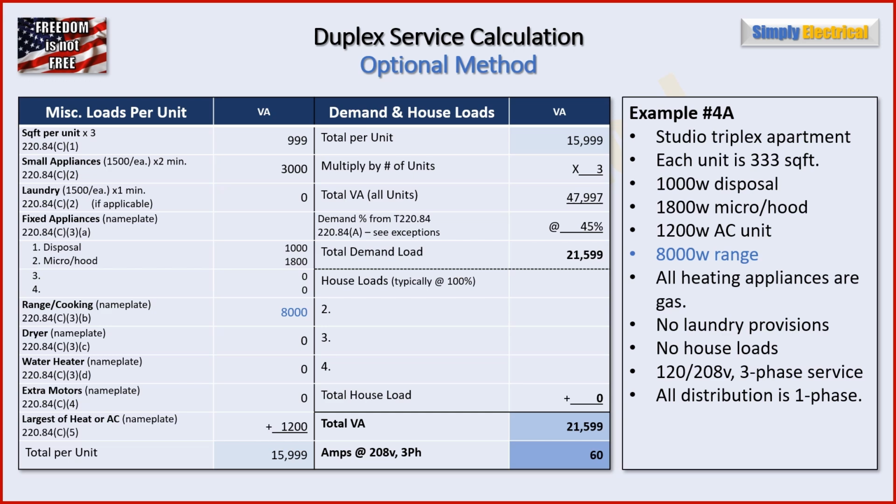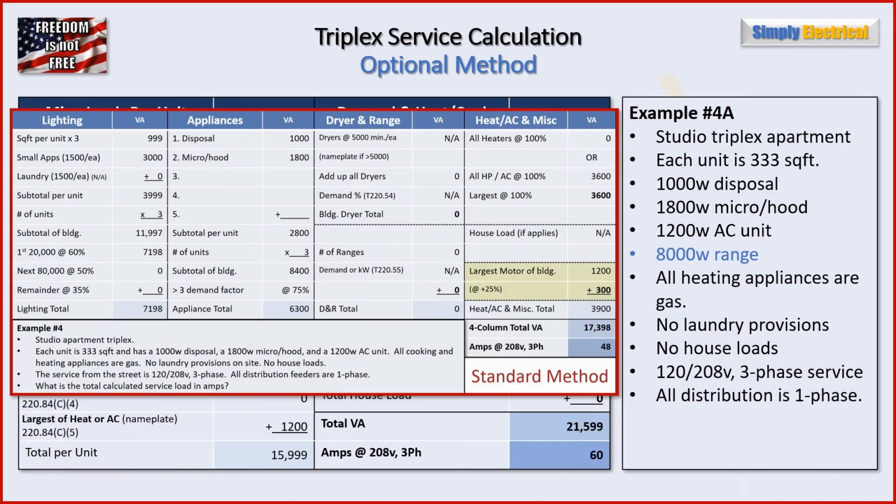So how does that compare to standard? Well, here's a standard method of the same exact calculation I did in another video, in a standard video. And we can see that running this calculation through the standard method, we end up with 17,398 VA and 48 amps. So you can see the difference here. Using the standard method, we actually get a lower number than using the optional method. Now that's not very common. Usually the optional method, even though we're adding the 8,000 watt range, usually the optional method will be smaller still than the standard. But because these are so small, the square footage, that's what makes the difference.